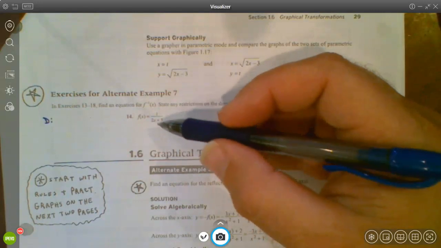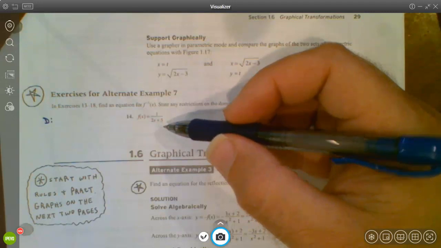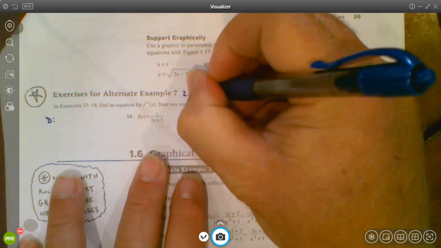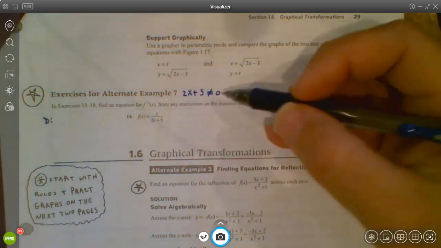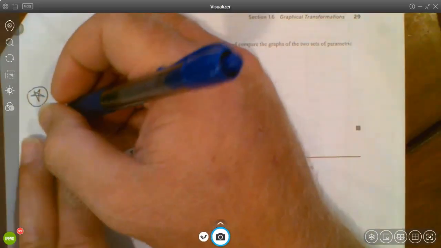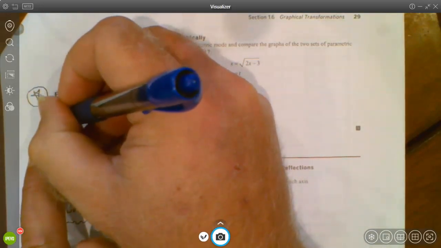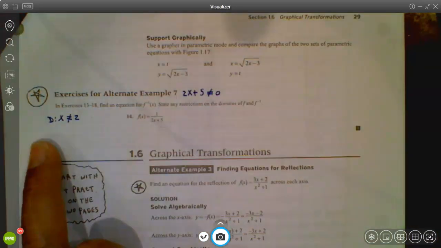So remember what we learned earlier. The issue is I can't have 0 on the bottom. So I know that 2x plus 5 cannot equal 0. If you solve that, you'll see that x cannot equal negative 2.5, or negative 5 over 2, same thing. So our domain is everything except negative 2.5. And I'm just going to write it this way for now, just to keep life simple.